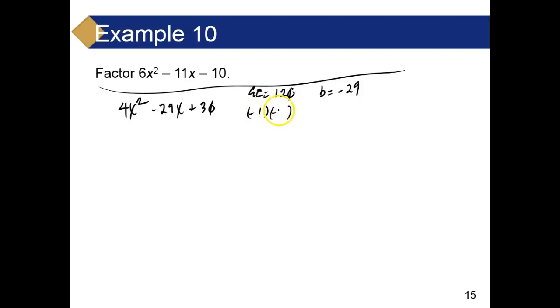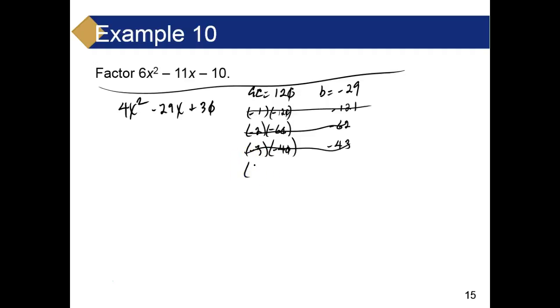Negative 1 times negative 120, okay? Obviously, that adds to be negative 121. Way off. Next, negative 2 times negative 60. That adds to be negative 62. Closer, but still not there. Next one, negative 3 times negative 40. What does that add to? Negative 43. Again, closer, but no cigars.